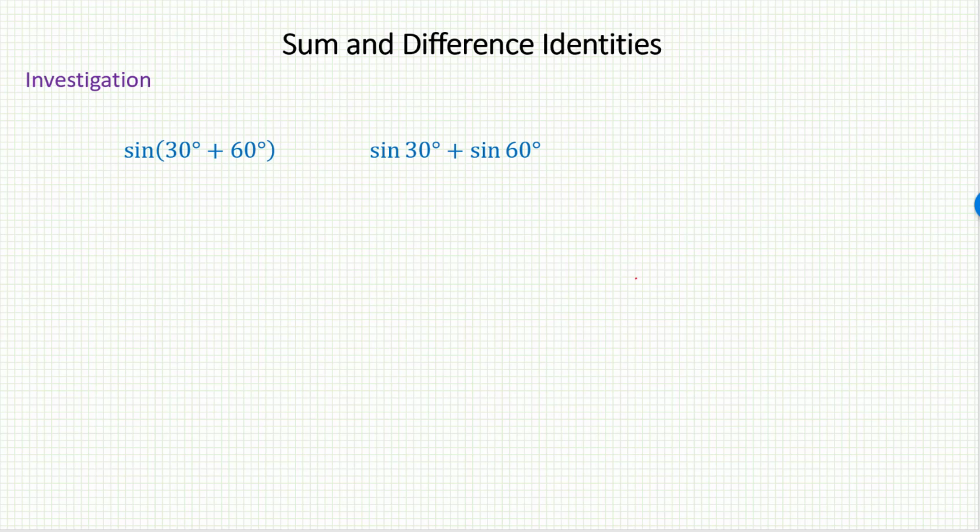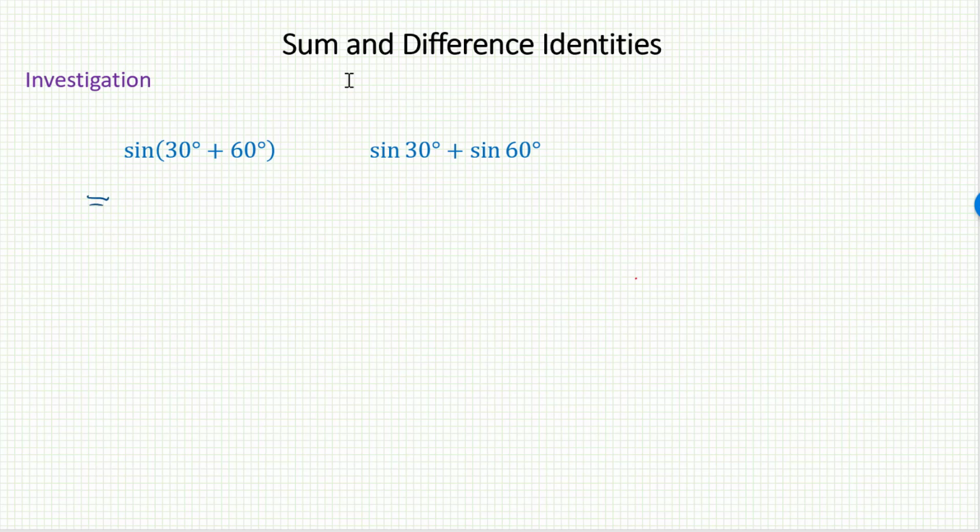Sum and difference identities. So we're going to do a little investigation here. We're interested in the sine of the sum of two angles. And we're wondering, is there a connection between that ratio and the sine ratios of the individual angles? I mean, maybe these two things are equal. Maybe you can just take the sine of the first and the sine of the second and add them together and get this answer. Let's find out.